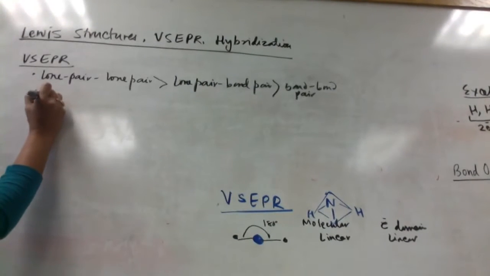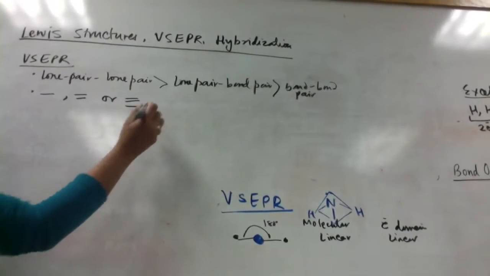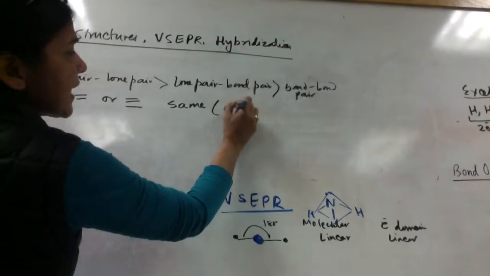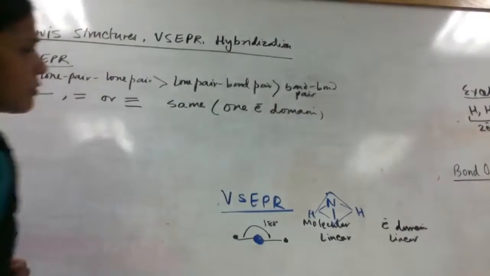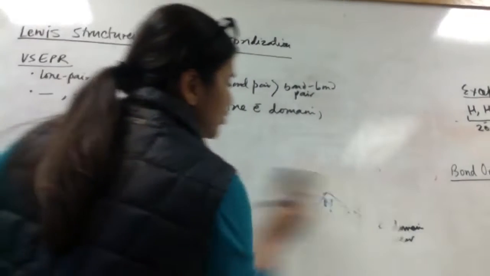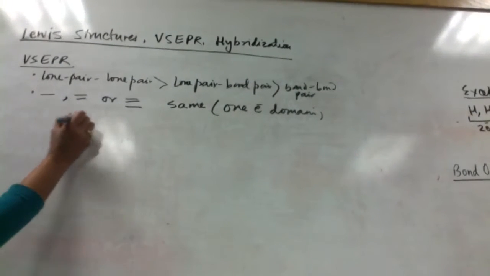Other thing you need to remember is single, double, or triple bonds are treated same in this theory. They are treated as one electron domain, single electron domain. So whether it's single, double, or triple bond, it's all the same. So now let's look through VSEPR theory and let's draw structures.